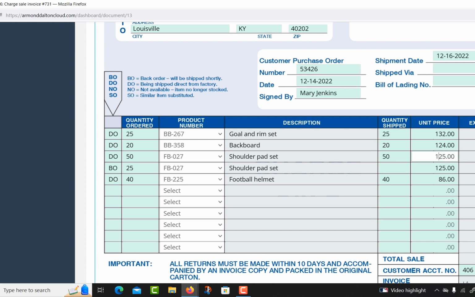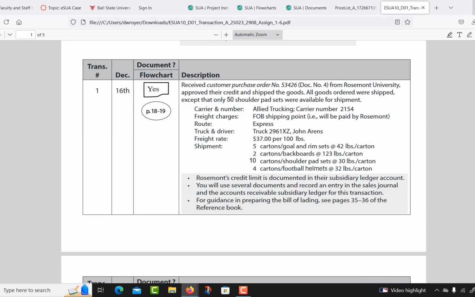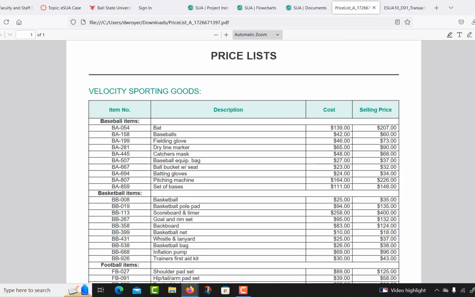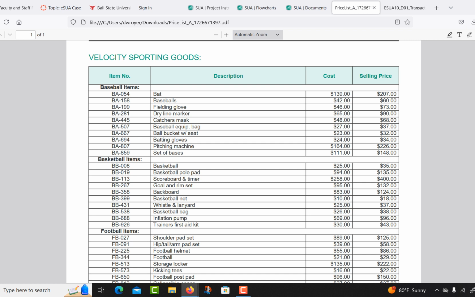And when we go back and look at the price list, we're going to see, by the way, the price is what we're selling these at. So when we look at the goal and rim set, the selling price is $132. When we look at the backboard, it's $124. So again, that's the kind of thing you need to be aware of. The selling price versus cost. Okay, so we're going to use selling price. We're going to select the item number off of this list, and then we're going to fill in the rest of the sales invoice based on this price list.